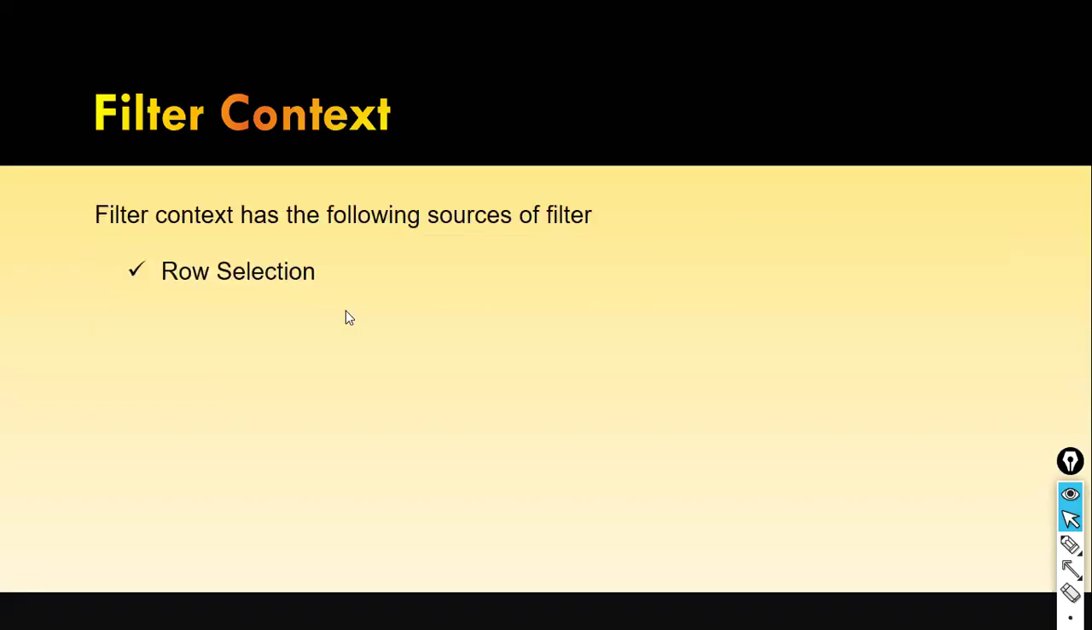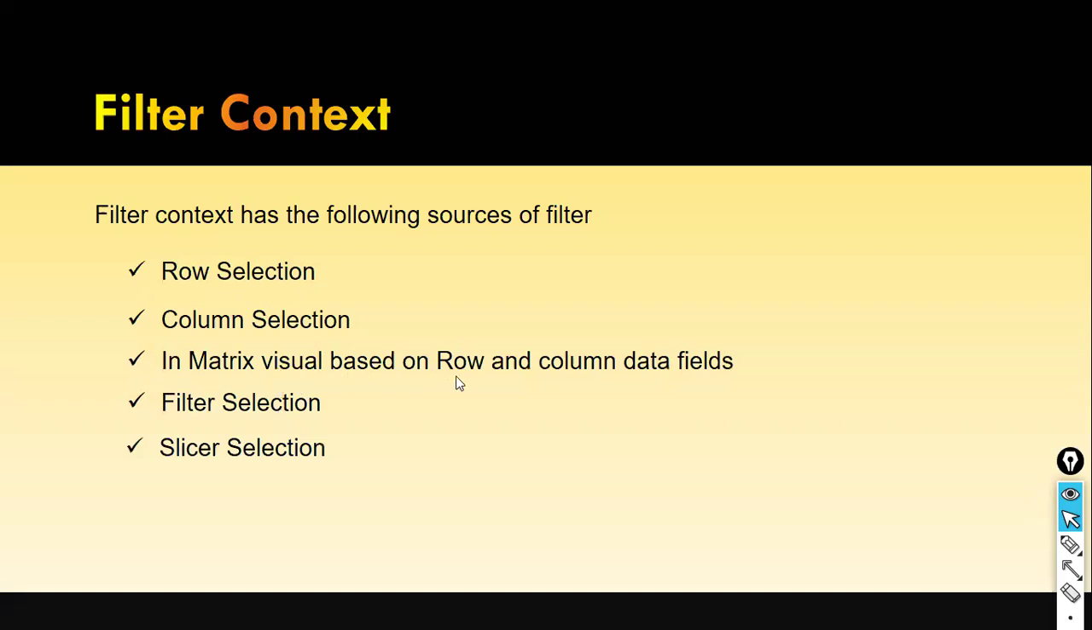The sources of filters are: the row selection, column selection, filter selection, and slicer selection in a matrix visual based on row and column. This is a very important topic. You may not be able to understand now. When I give you a demo, you'll be able to understand. Hence, hang on for some more time. Don't drop the session now, okay?